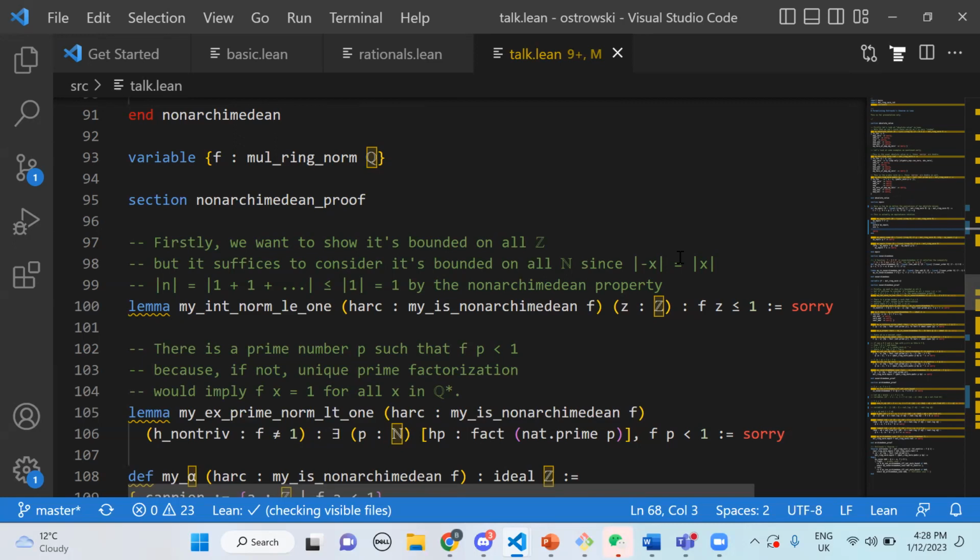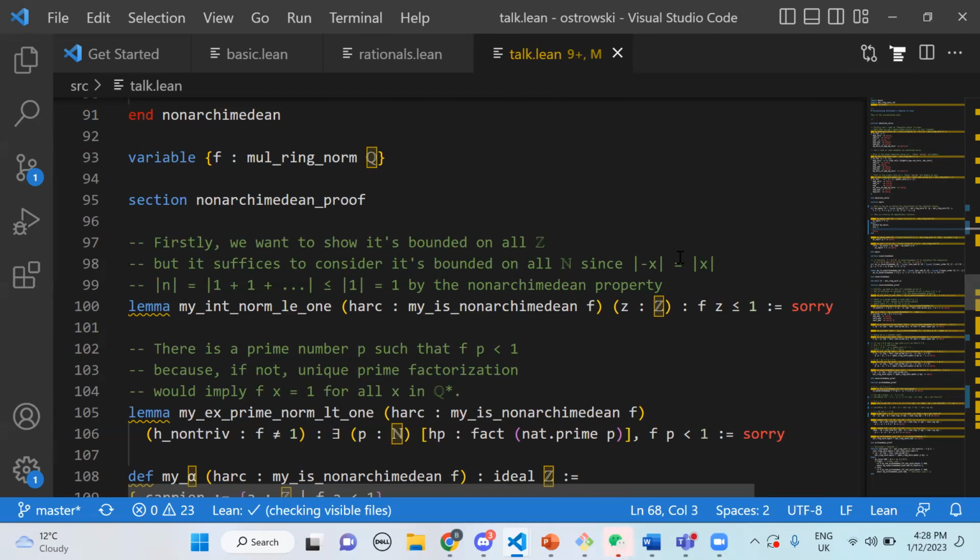It suffices to consider naturals, because f(x) is equal to f(-x). So we can just prove things on naturals. For any natural number n, we can write n as the sum of 1's: 1 plus 1 plus 1 and so on. Then by the non-Archimedean property, the norm is less than or equal to one of the terms, but they are all 1, so it is less than or equal to the norm of 1. And you can easily prove the norm of 1 is 1.